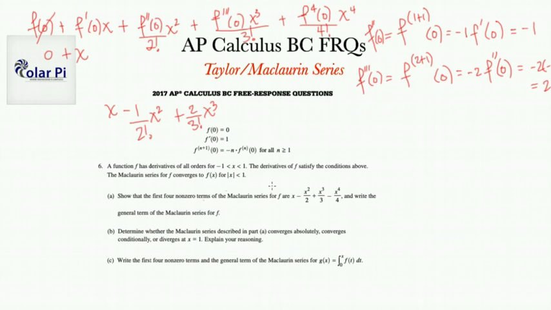So determine whether the Maclaurin series described converges absolutely or conditionally. Fine. So it's about convergence, right? We need to first write it in closed form. In closed form, what do we write? Well, what are these terms looking like? We could write this as over 1 to the first, so we can go n equals 1 to infinity.